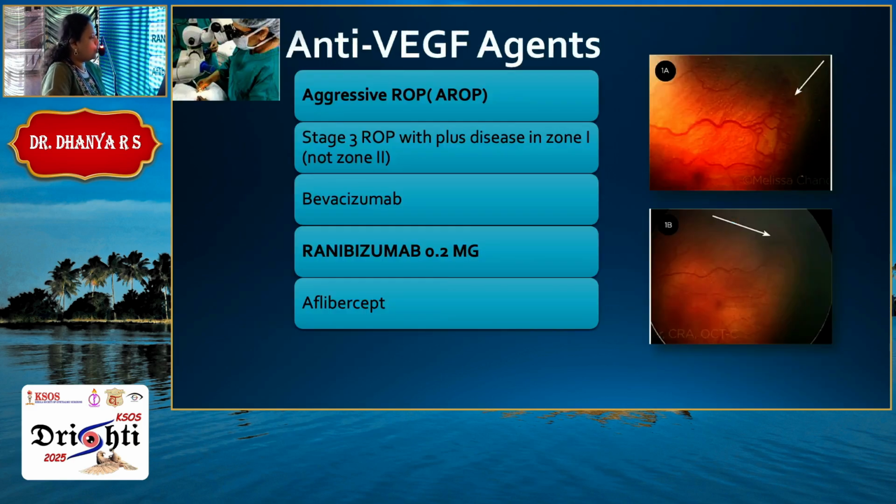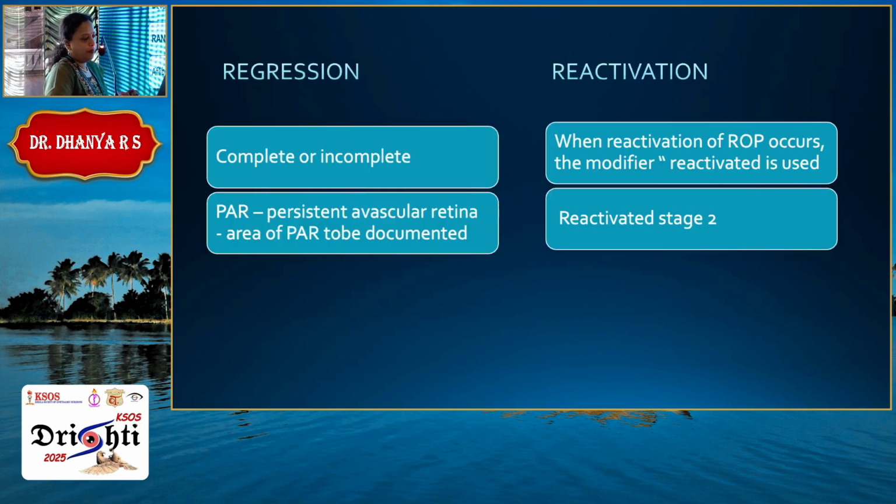Anti-VEGF agents are also being used now, especially for AROP as well as stage 3 ROP with plus disease in zone 1. So this is very important. With stage 3 plus disease in zone 1, you buy time for doing laser. Once you give the anti-VEGF, there will be slightly more improvement in the retinal vasculature, and you can delay the laser procedure by around 3 to 4 weeks. By the time the retina reaches zone 2, the rest of the retina you can ablate with laser.